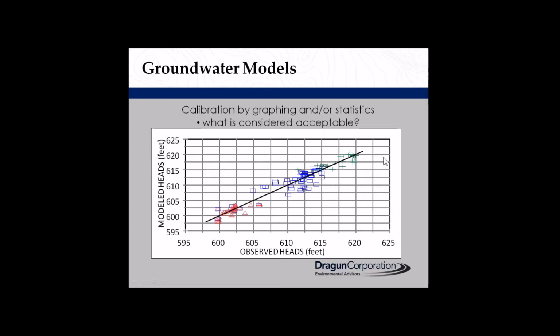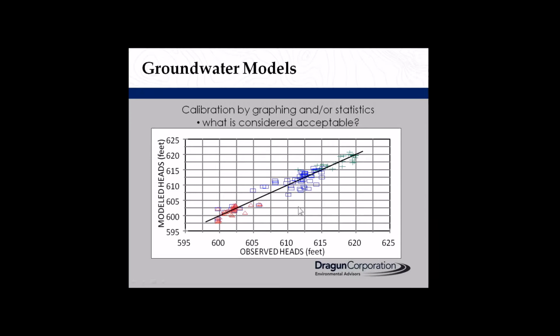The other way that we check our calibration is by comparing the water levels that are predicted by the model to the water levels that are observed in the field. And ideally, they would all fall along this black line where they'd all be exactly what they're supposed to be. You can see that we aren't exactly on the line, but we're fairly close in this instance. And typically what you would do is define how far away from this line is acceptable, a certain percentage away from this line, and then you try and get all of your heads, or at least a certain percentage of them, within that acceptable range.